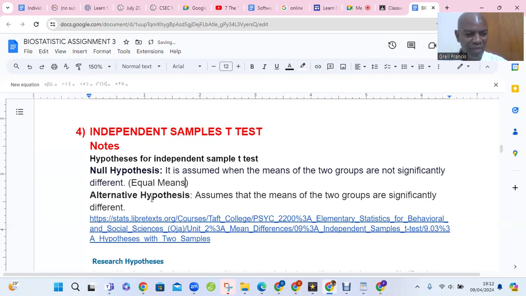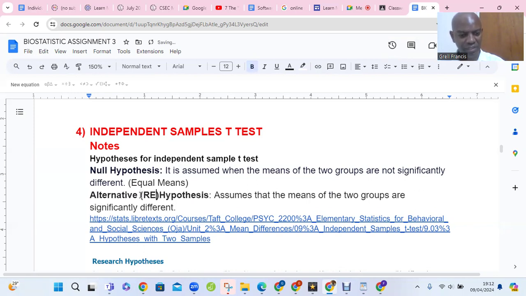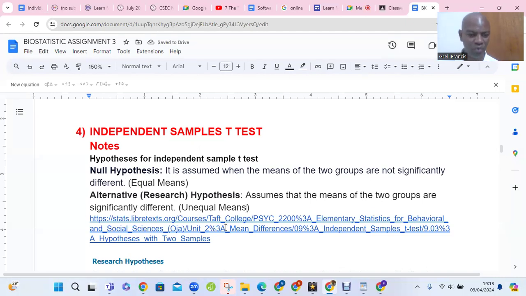Whereas the alternative hypothesis, or the research hypothesis, sometimes they call it the research hypothesis, will be assuming that the means of the two groups are significantly different. That means they are unequal means. So that's what the alternative will always assume. That's what the null will always assume.